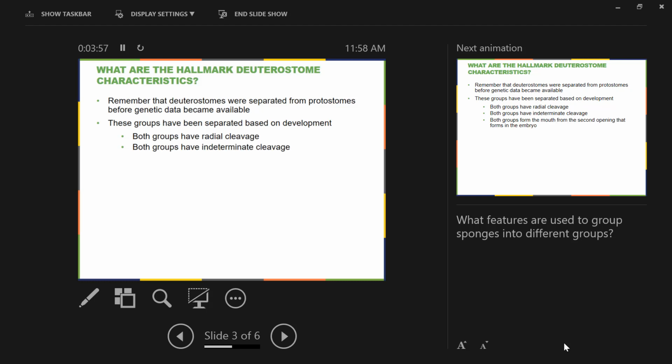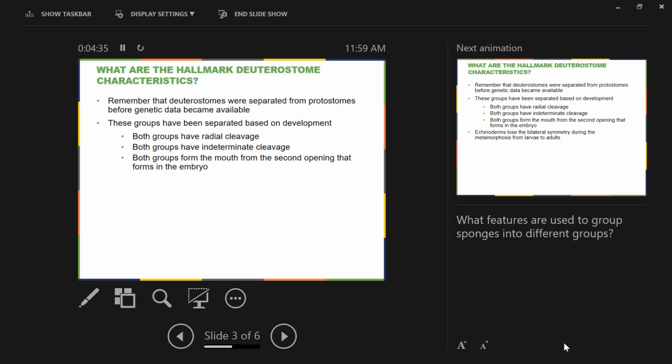Both groups, again, not protostomes and deuterostomes, but both major groups of deuterostomes have indeterminate cleavage. Versus what type of cleavage do protostomes have? Determinate. And what that means is even at a very early point in development, the cell is already destined to become some type of cell. So even at the 8-cell stage, if you remove a cell from a protostome, development stops. At the 8-cell stage, if you remove a cell from a deuterostome, that cell you remove develops into an embryo, and the 7 cells remaining develop into an embryo. It's how you get identical twins.